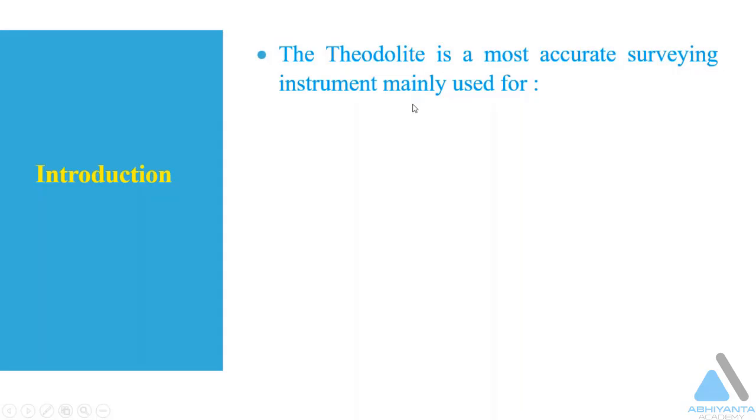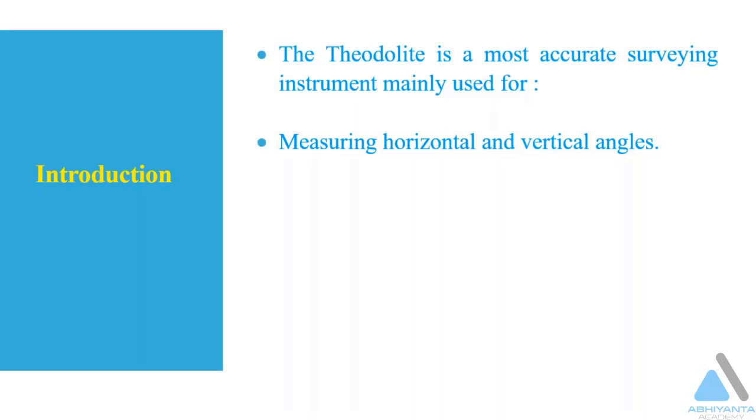The theodolite is the most accurate surveying instrument mainly used for which purposes? To measure horizontal as well as vertical angles. For locating points on a line.